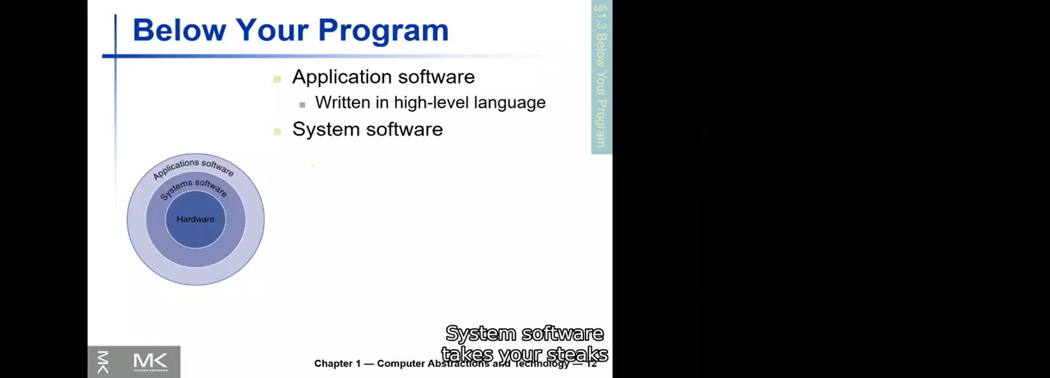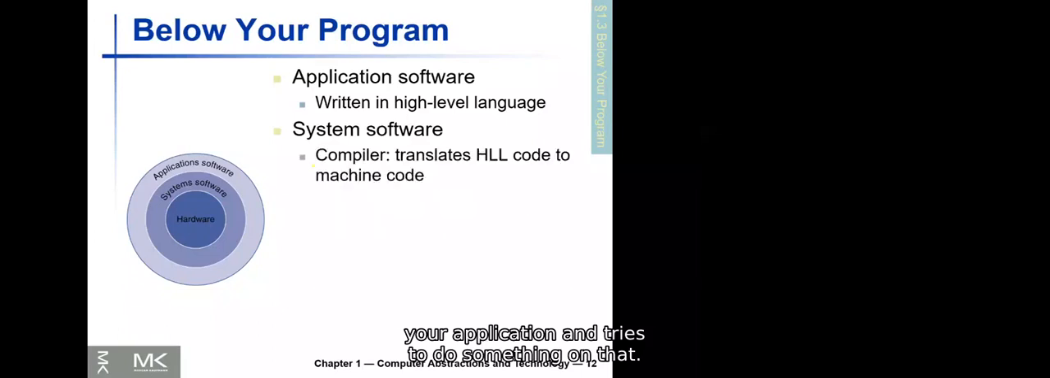Then the system software takes your application and tries to do something on that. The first thing would be the compiler. So the compiler gets your application and compiles it to a binary code, a machine code. And this is the code that the computer could execute. The computer doesn't understand, for example, your C code, your C programming. But it will be compiled to a machine language, to a machine code.